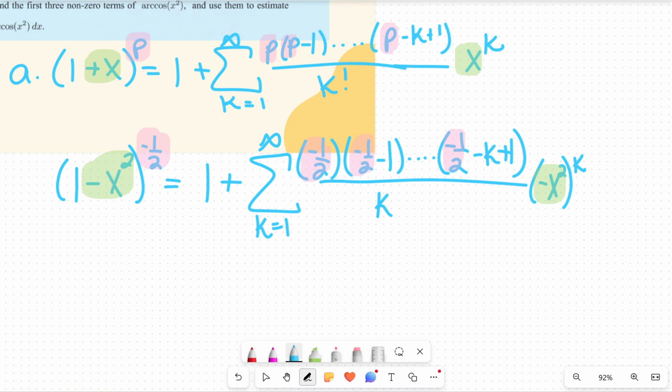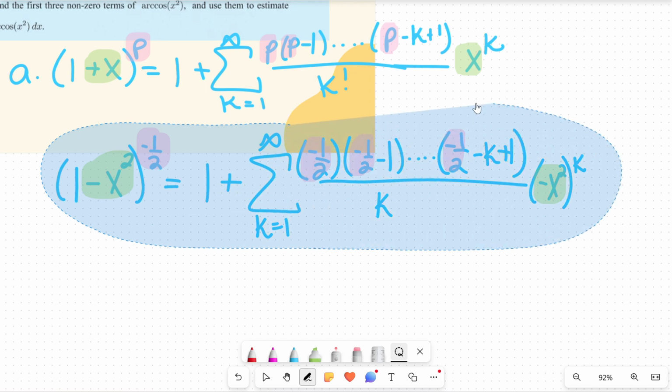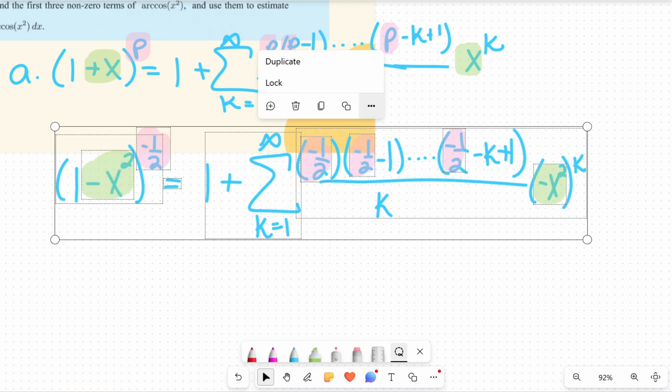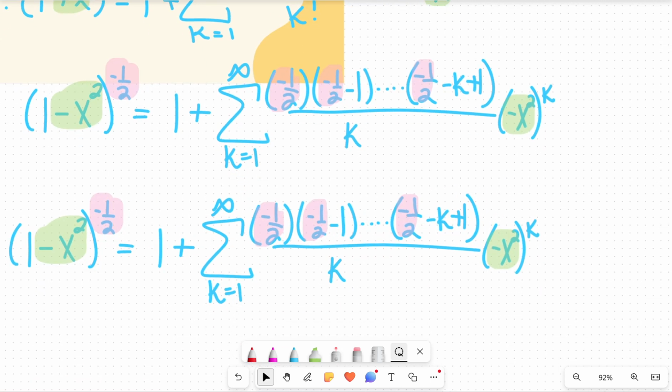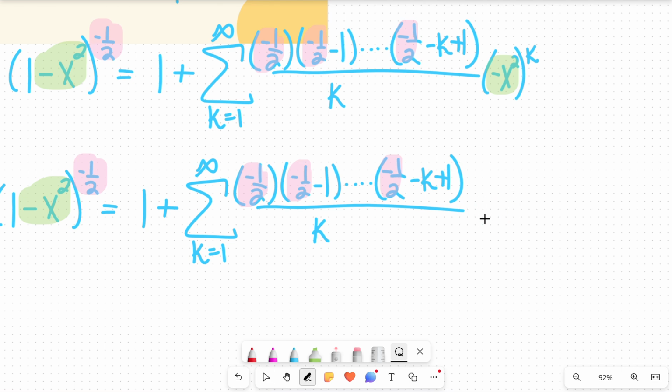So the first thing I'm going to do is I'm going to focus on my x squared to the k power real quick. So I'm going to copy everything down. Everything's going to be exactly the same for this problem. The only thing is I'm going to change this to say negative 1 to the k power and then x squared to the k power.